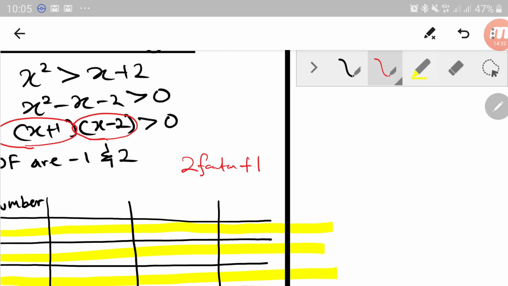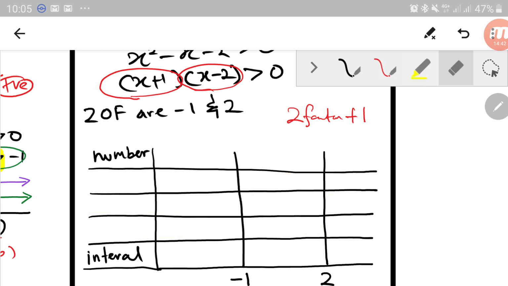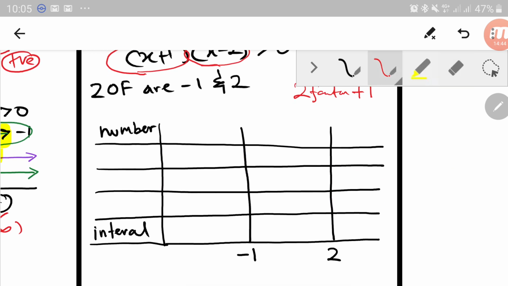So we need 2 factors and 1 more. So 1, 2, 3. So that is why I leave 3 empty rows over here. On top of the number, we leave it out first.